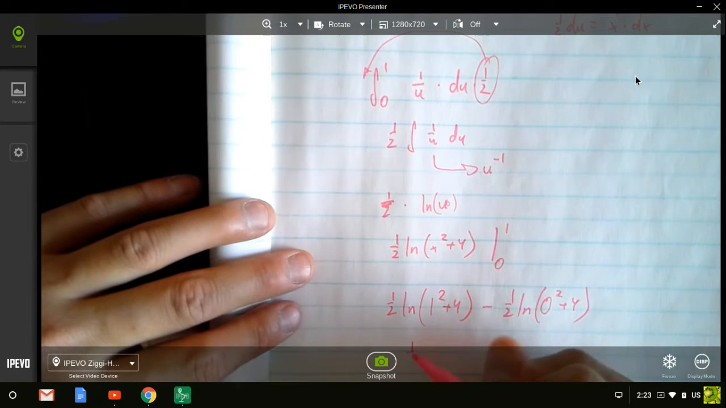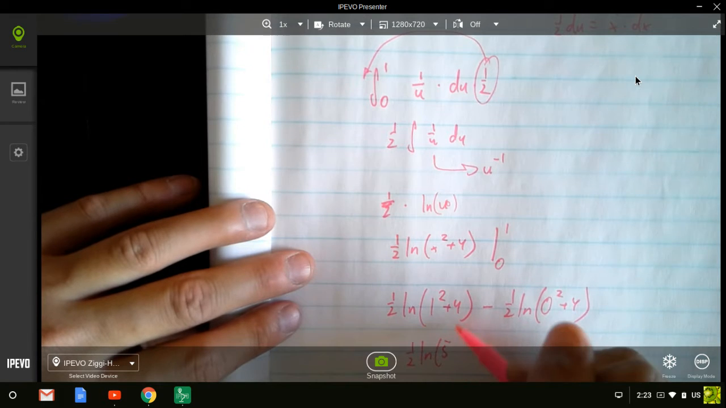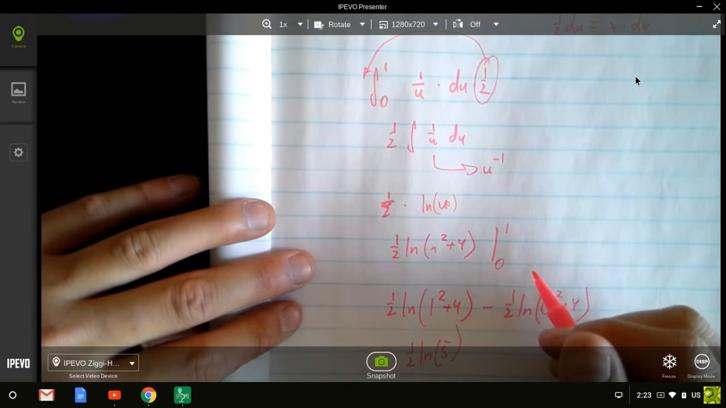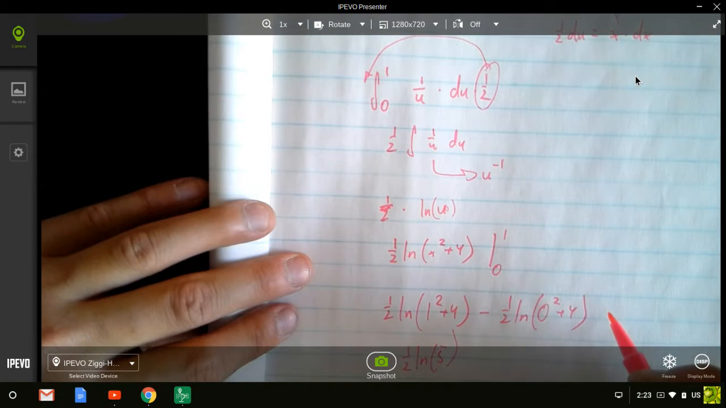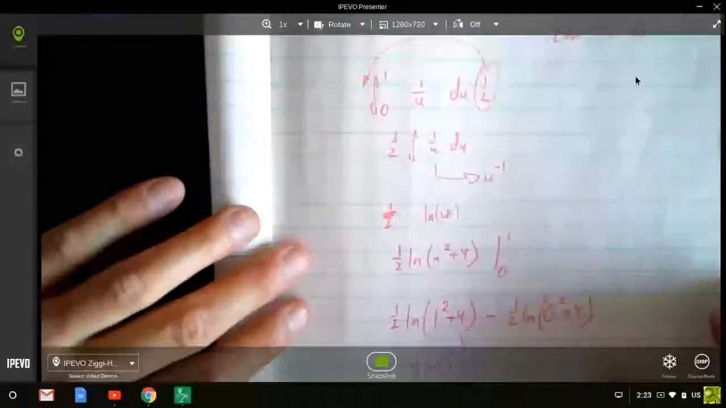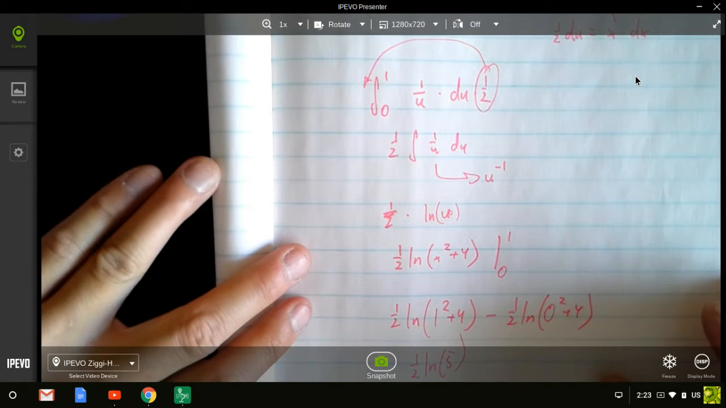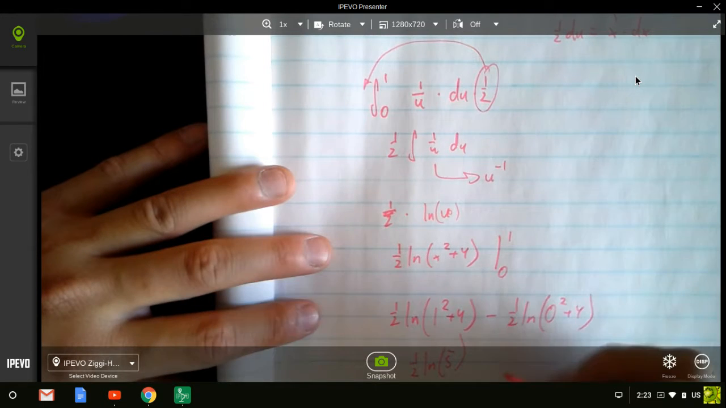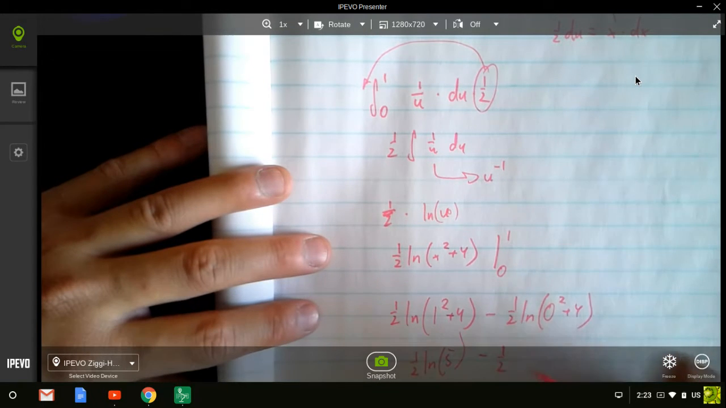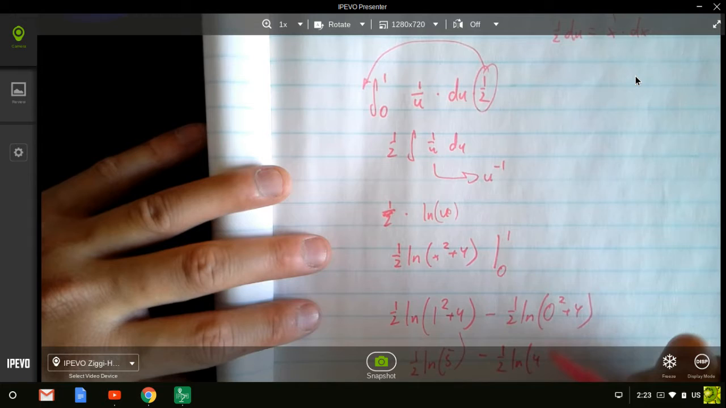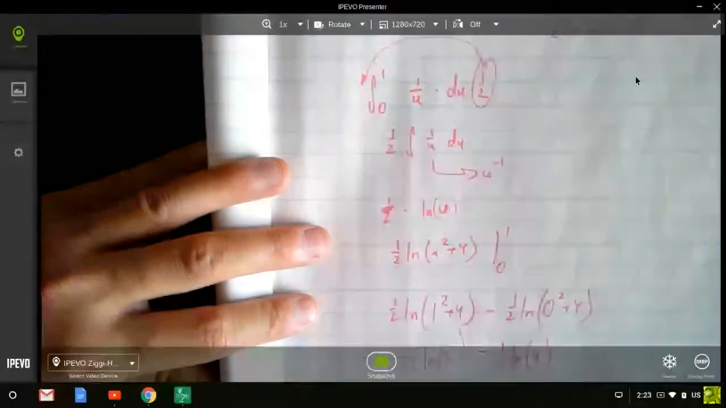And now we have 1/2 ln of 5. Let's see, did I write something incorrect here? What did I write here? Okay, and then you would put minus 1/2 ln of 4. No, I didn't do anything wrong.